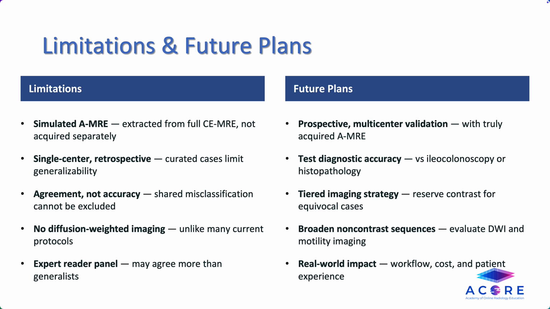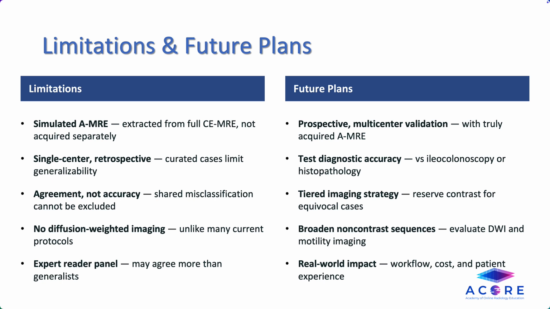Third, and this is the most important distinction, the study mainly measured agreement and not accuracy. High agreement tells us that the readers were consistent with one another, but not that they were necessarily right, and shared misclassification cannot be ruled out without a reference standard. The protocol also left out the diffusion-based imaging, which many current protocols rely on, and the readers were subspecialty experts who may agree more readily than general radiologists.